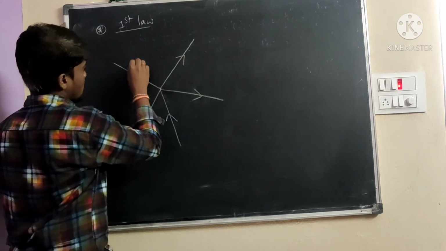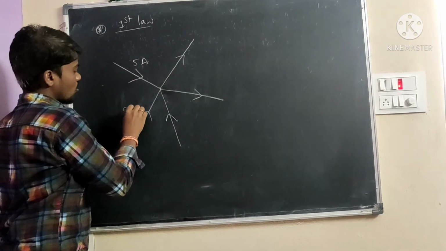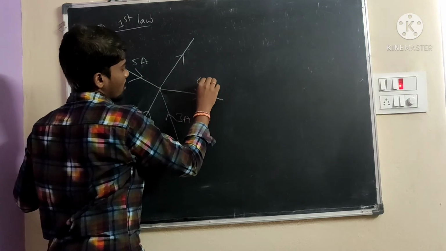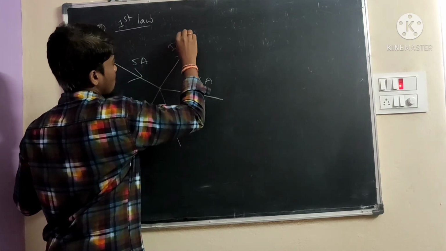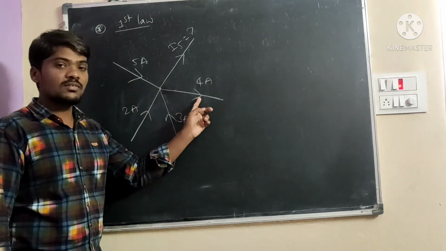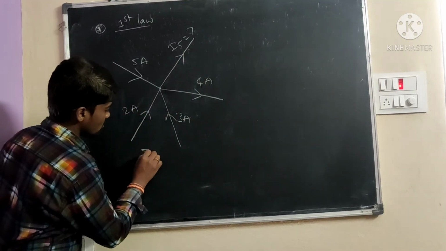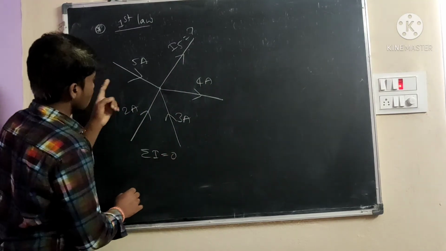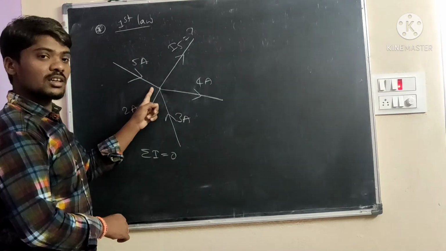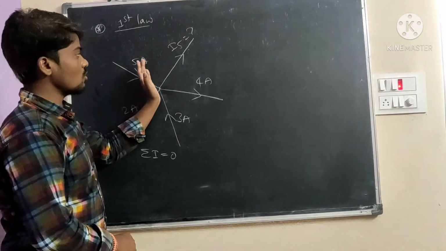Here is 5 amperes, and here is 2 ampere, here is 3 ampere, here is 4 ampere. We will find this one. Four currents are given. We will find the remaining one. Sigma I is equal to 0. Here is the sign convention, this is very important. Inward currents we take as positive, outward will be taken as negative.